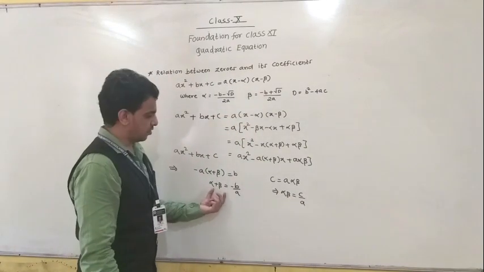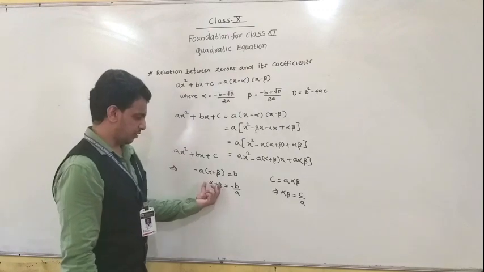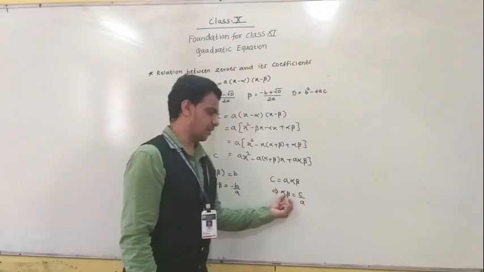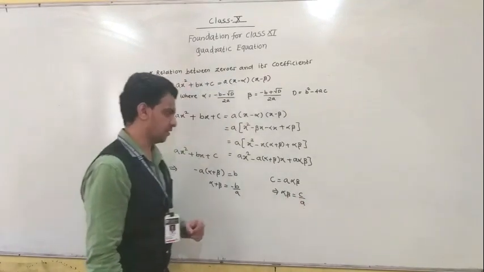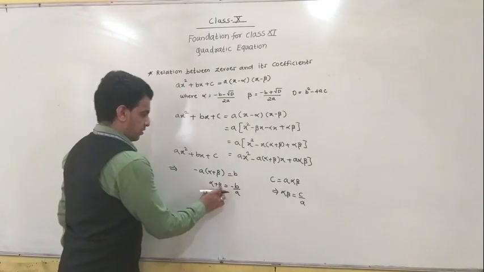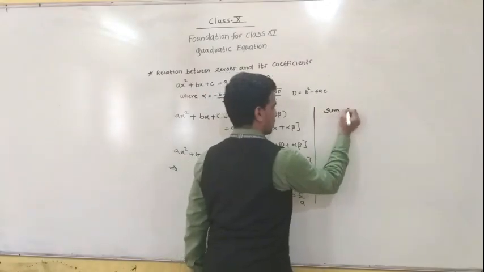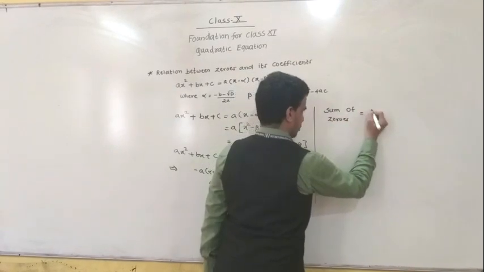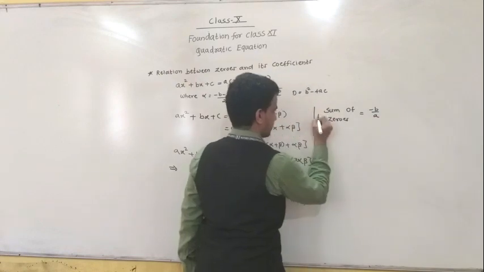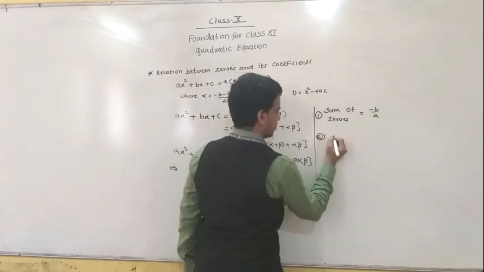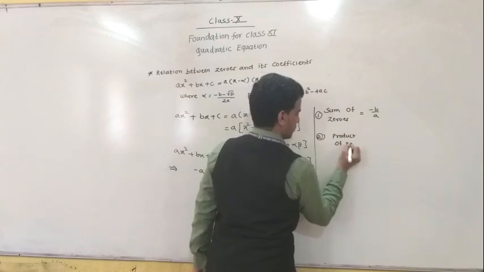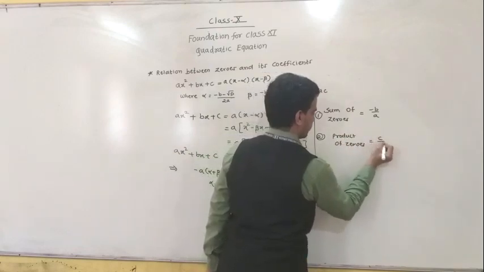So we will get two relations, that is alpha plus beta is equal to minus b by a, and alpha into beta is equal to c by a. So here we can write like this: sum of zeros is equal to minus b by a, and this is the first relation, and second relation, product of zeros is equal to c by a.